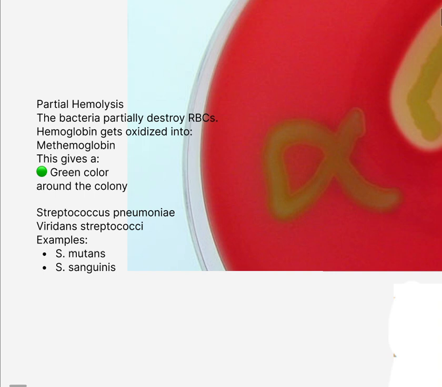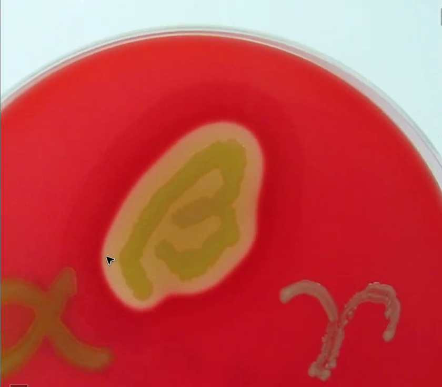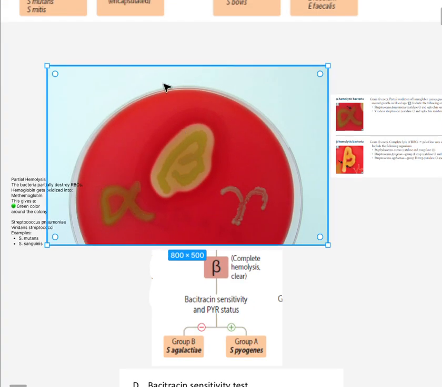Then we move on to beta hemolysis. Now, this is our beta hemolysis. Beta hemolysis is where the bacteria completely destroy the red blood cells. There is no hemoglobin remaining around the bacteria. And there's a clear transparent zone in beta hemolysis, right? It looks like someone punched a hole in the blood agar, right? That is something I would want you to know.